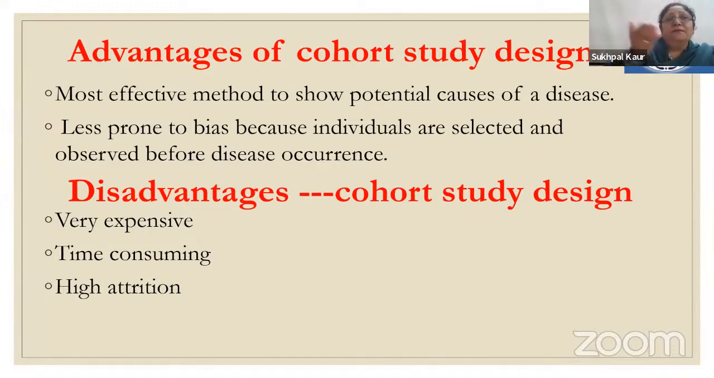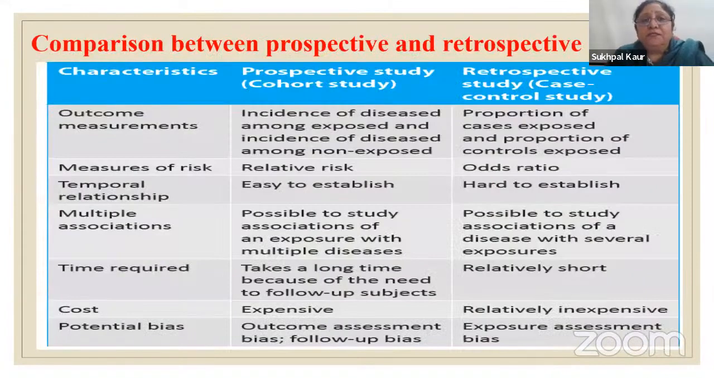High attrition means that when we are observing a group of people over a period of time, there could be certain people who will leave in between. So to avoid that, we have to have a larger sample size at the time of enrollment of the participants. Just to compare the prospective and retrospective study from the outcome measures point of view, in the prospective we are calculating the incidence of disease among the exposed and the incidence of disease among the non-exposed.